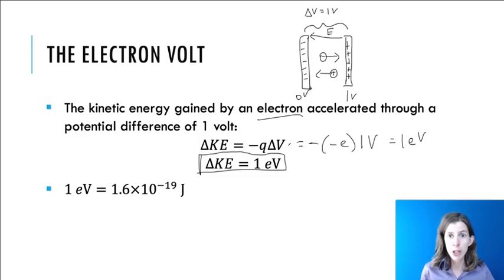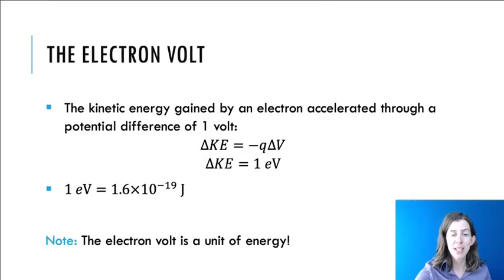There is a conversion, since the standard unit for energy is the joule. If you want to convert from electron volts to joules or vice versa, here is the conversion factor: 1 eV is 1.6 times 10 to the negative 19 joules. Just to emphasize it one more time, the electron volt is a unit of energy. And we'll see in the example video why it's a useful unit.